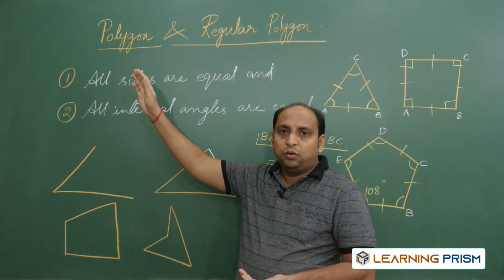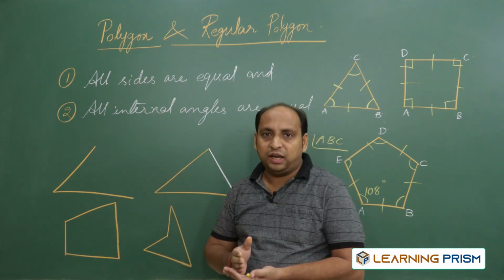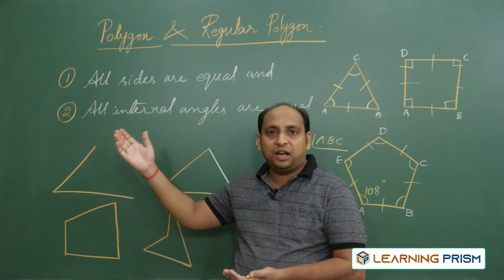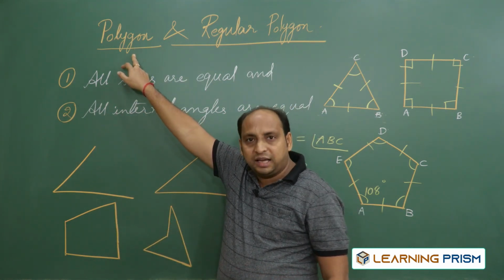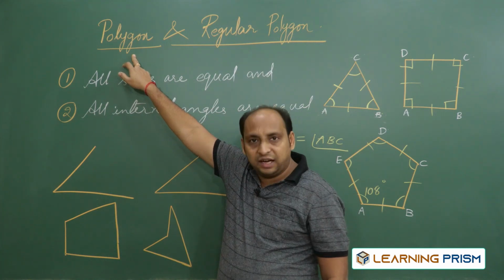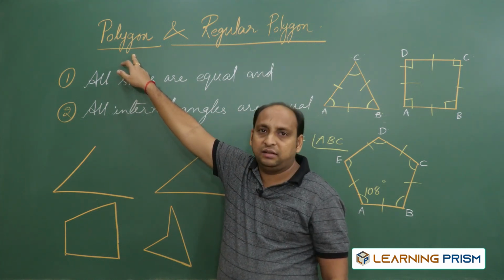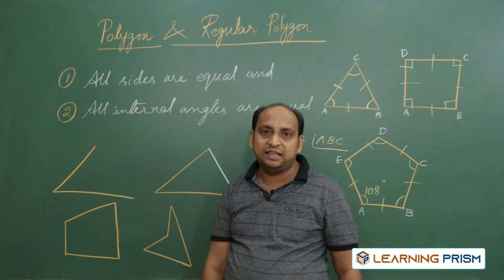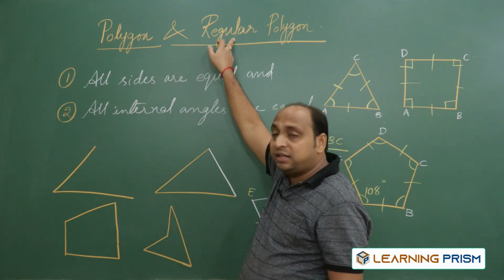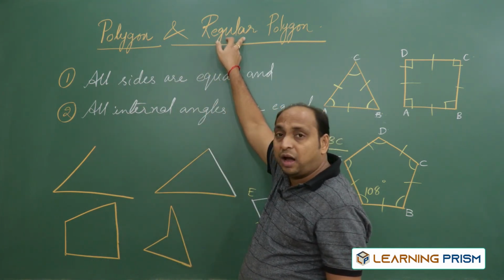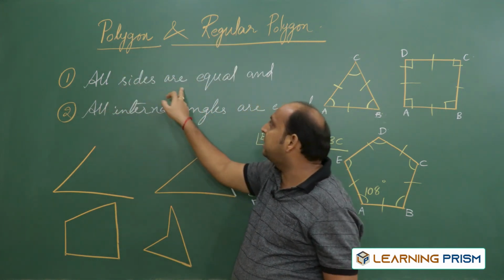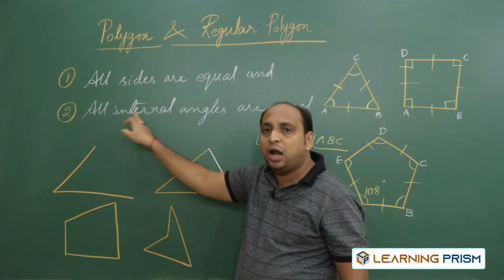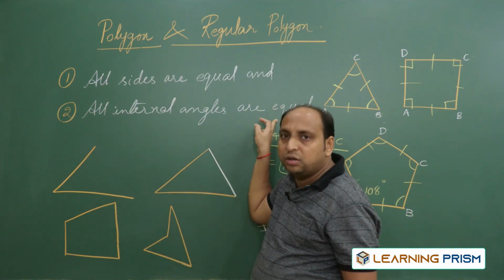So this is how we differentiate between a polygon and a regular polygon. So what is a polygon? A polygon is a two-dimensional figure which is closed and has more than two sides. That means at least 3 sides. And what is a regular polygon? A regular polygon is a polygon having all sides equal and all internal angles also equal.